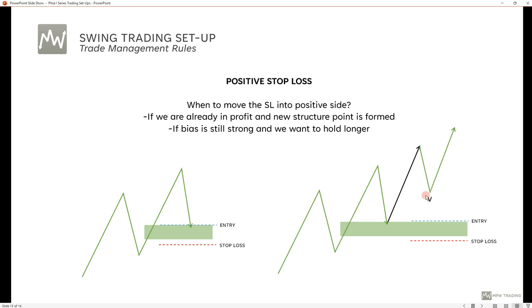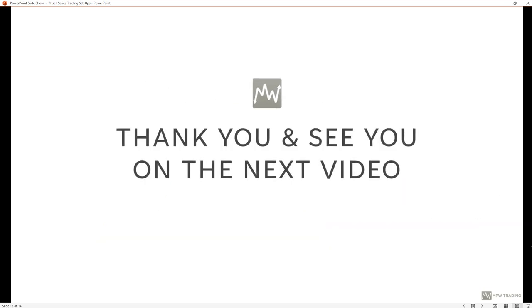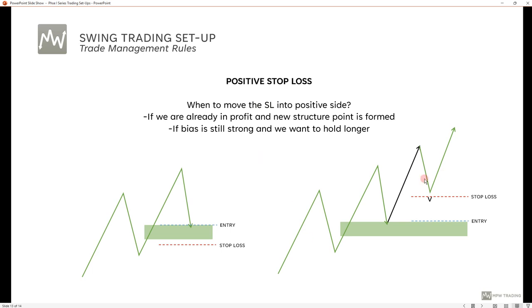So if makita ka ng formation ng bali, or mountain naman siya kung downtrend, then what you can do is move your stop loss below that bali, securing etong profit na to, no? So basically from here to here, yan na yung sure profit mo. If the market move back and hit your stop loss, at least meron kang mabubuk na profit. So ito po yung trade management rule na pwede nating apply sa ating swing trading setup.